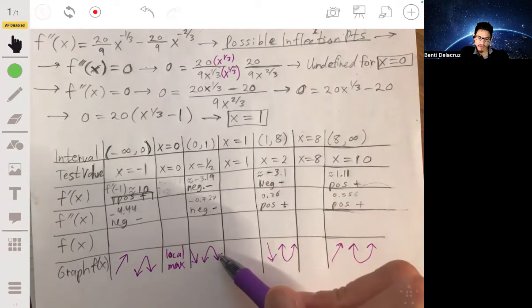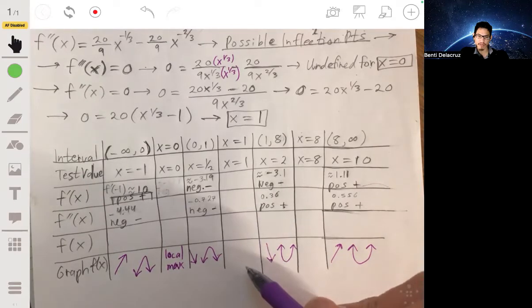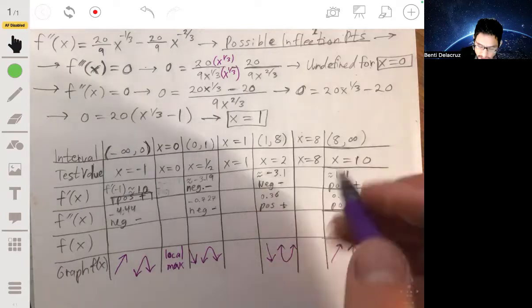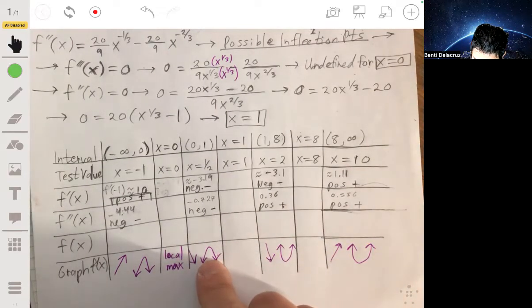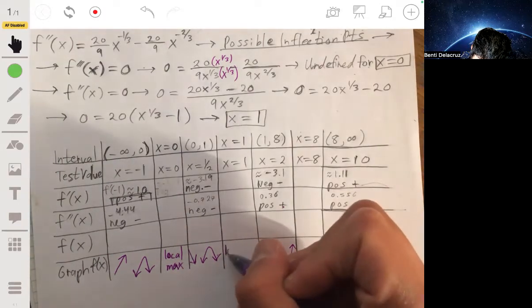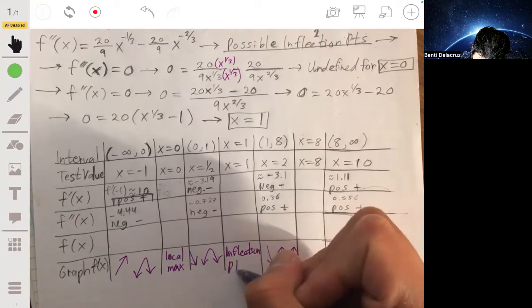Now here, at 1, we're decreasing to the left and we're decreasing to the right. So it's still going downward. So it's neither local max or local min, because it's not going up and down or down and up. But we look at the inflection, or we look at the concavity. The concavity changes from concave down to concave up. So this is going to be an inflection point.